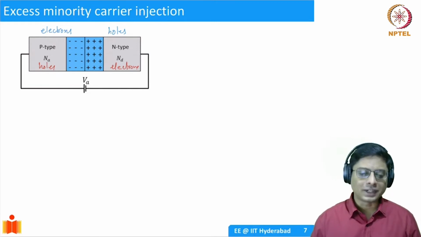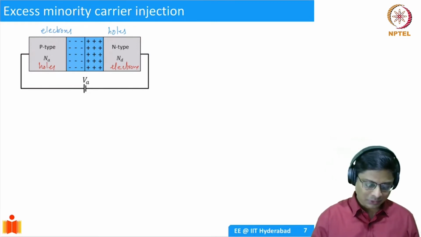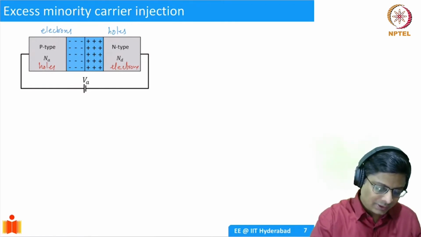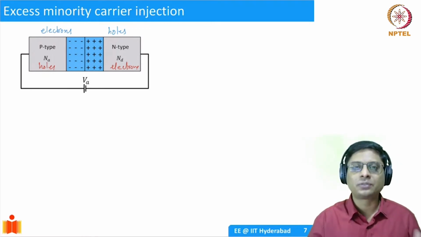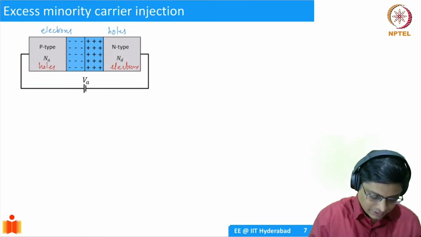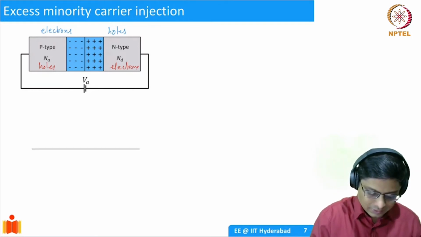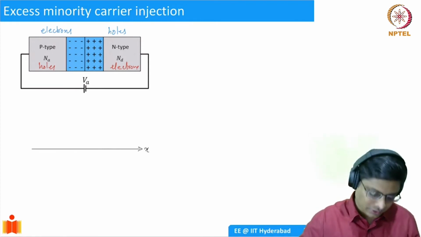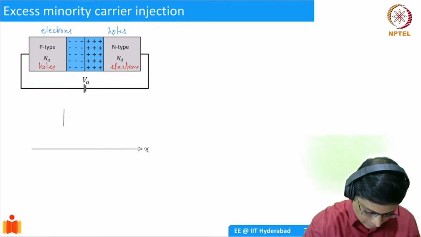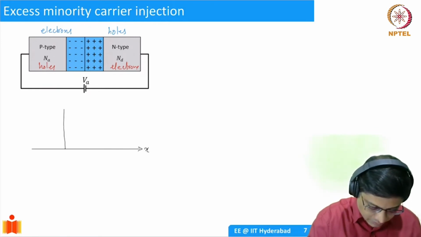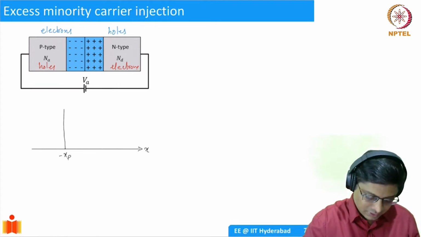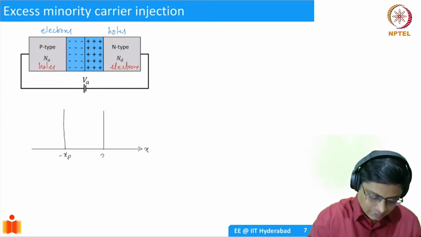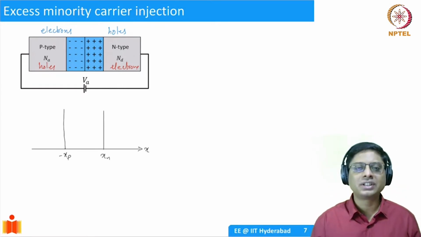So to understand that, we will actually draw a diagram multiple times today. I'll just take a moment to quickly run through that. What we would like to plot is the minority carrier concentration as a function of position. So I'll take the x-axis, and on the y-axis I would like to plot the minority carrier concentration. I'll first denote minus xp, which is the edge of the depletion region on the p side, and xn, which is the edge of the depletion region on the n side.